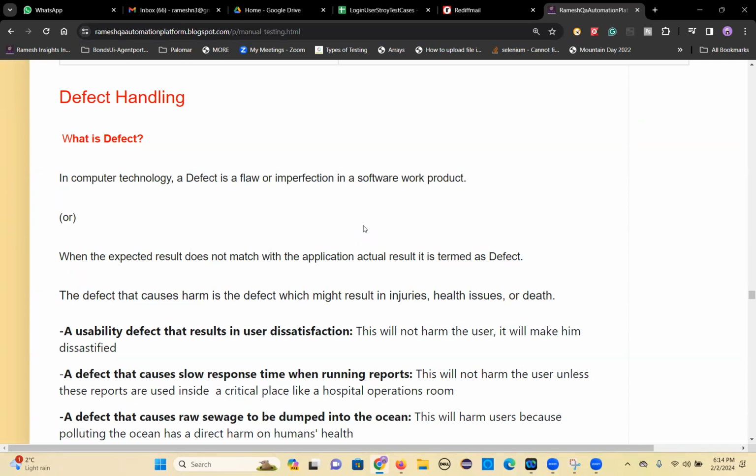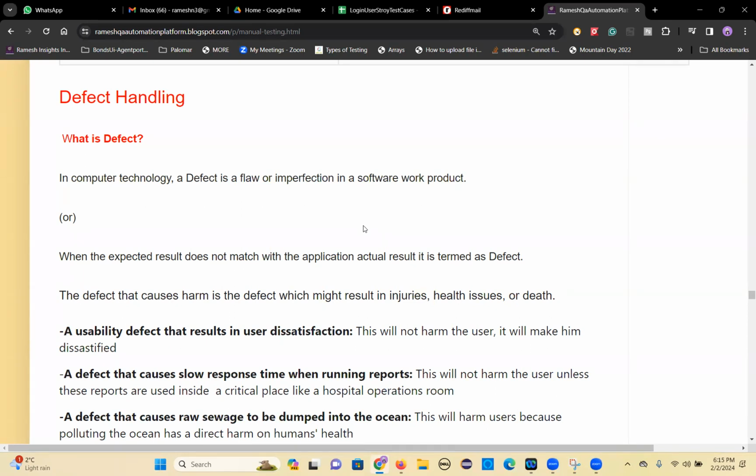Defects can be raised in different tools: Jira tool, ALM tool, Rally, issue tracker. There are so many tools available. You can use any one tool, but the fields are common in all tools, so you don't need to worry about that. The way I have written, same way you have to write.